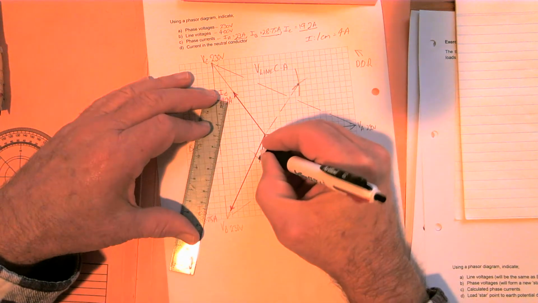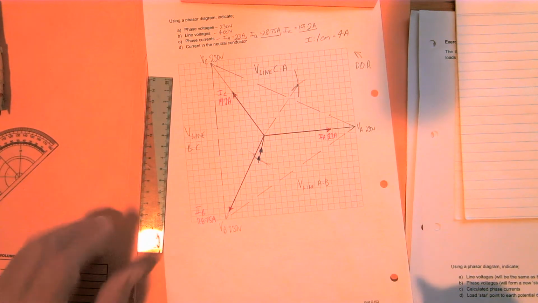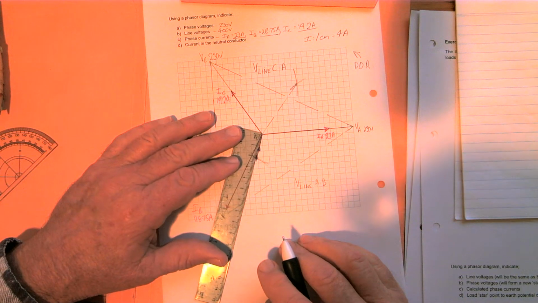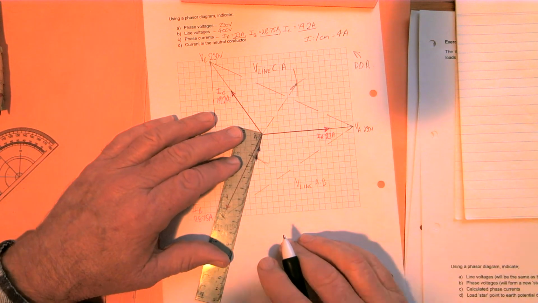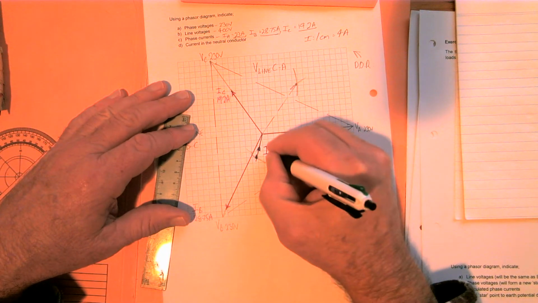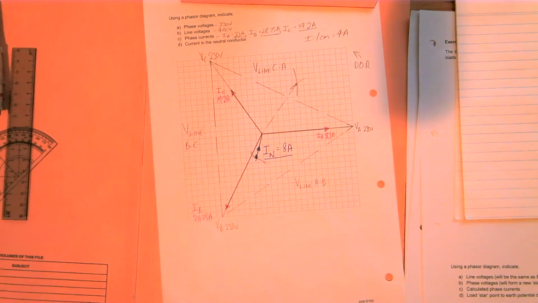And of course the direction is flowing back into the star point. The value, we can then go to our scale, is about 2 centimetres long. So 2 times 4 is equal to about 8 amps. So the value of neutral current is 8 amps.